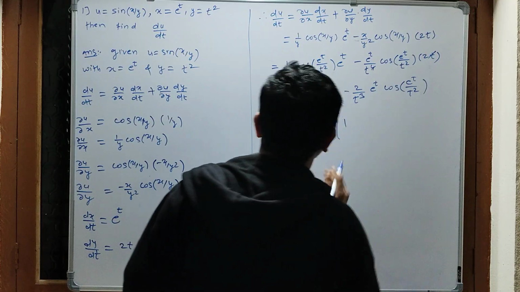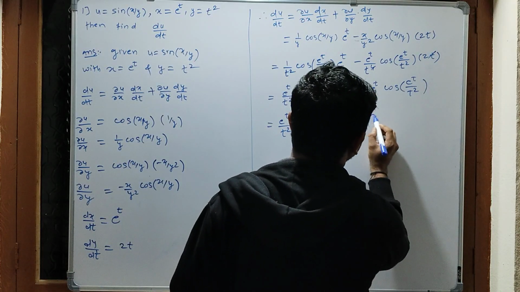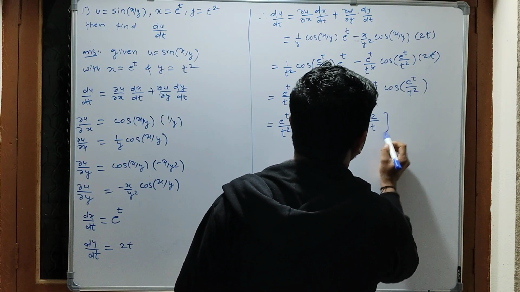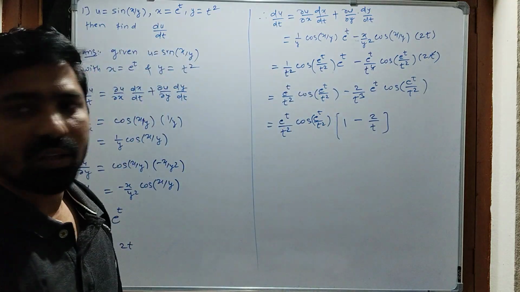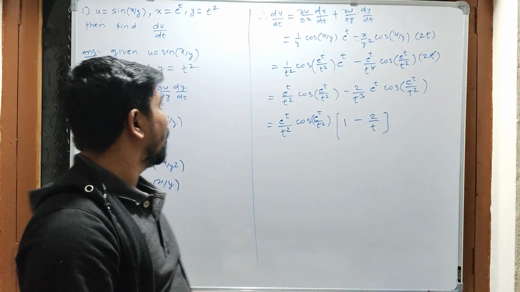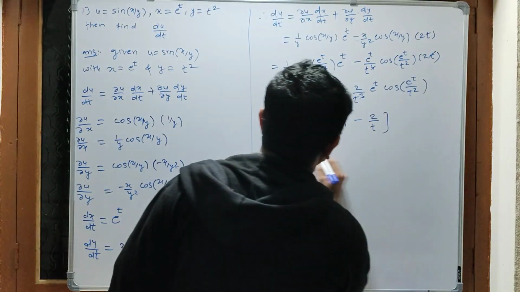The first term remains 1 minus 2 by t. So I think this is your final answer. Therefore, the total derivative of u with respect to t is this.